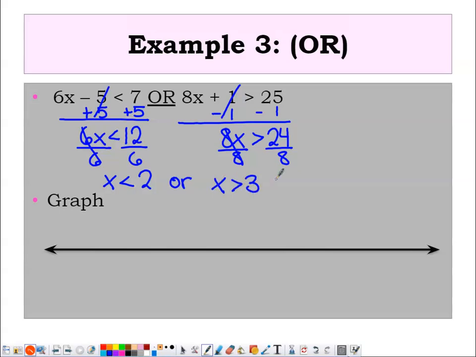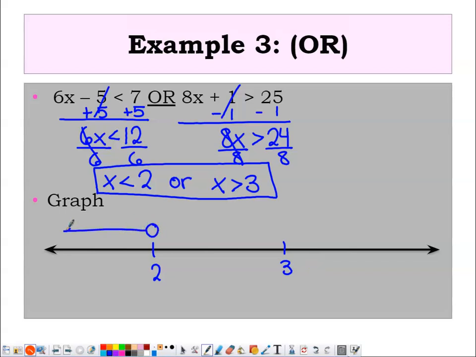Okay? So this is our solved compound inequality. Let's go ahead and graph. So I'm going to put 2 here. We can put 3 over here. We have x less than 2. Open circle, heading to the left. X is greater than 3. Open circle, heading to the right.